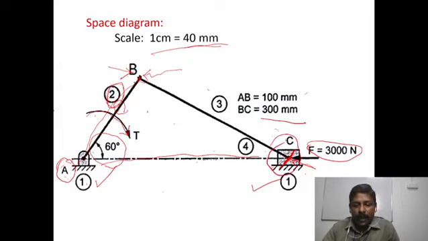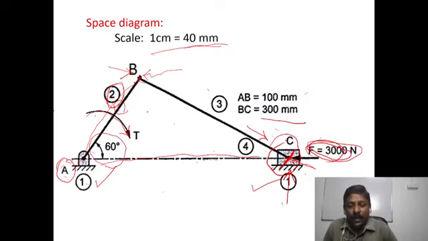Next, if you come to this slider, it is connected with link 3 and link 1. So one force will act from link 1, that is F14, and one force will act from link 3 on link 4, that is F34, and externally we are applying one force, that is 3000 Newton. So it is subjected to 3 forces. So the crank is subjected to 2 forces and 1 torque, the cutting rod is subjected to 2 forces only, and the slider is subjected to 3 forces.